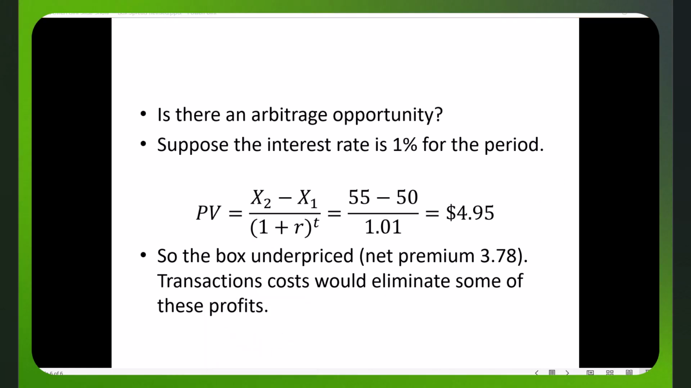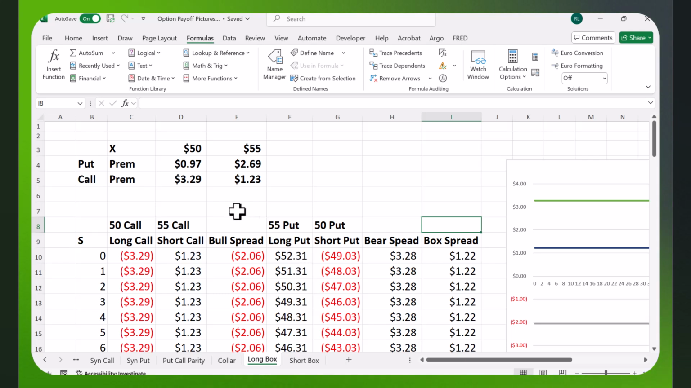Let's take a look at how you graph and plot this. What you have to do if you're going to work this out is work out what the payoffs would be for each position. Long call, short call. If you add those two together, you get the bull spread. Long put, short put, and if you add these two together, you get the bear spread. If you add the bull spread to the bear spread, you get the box spread.